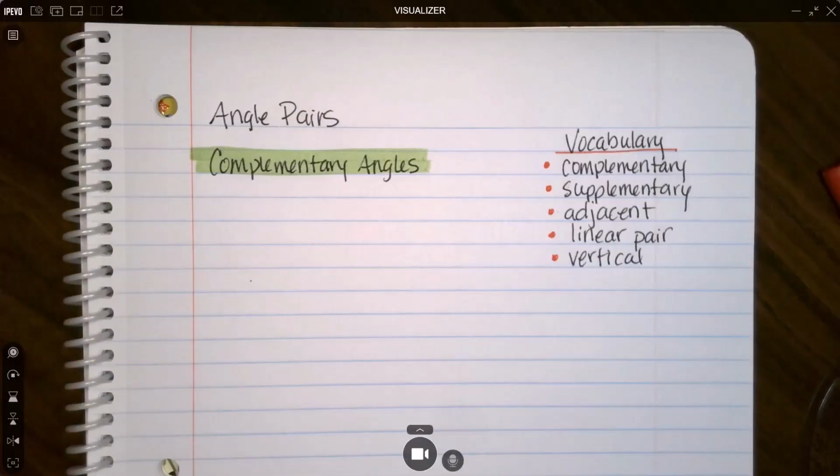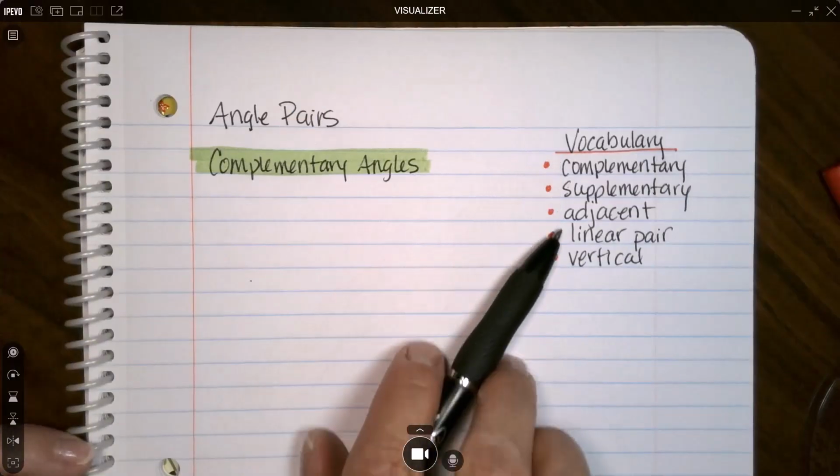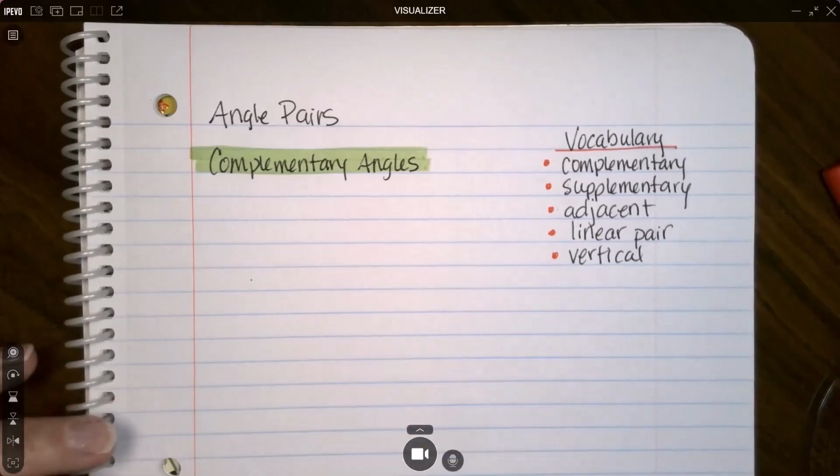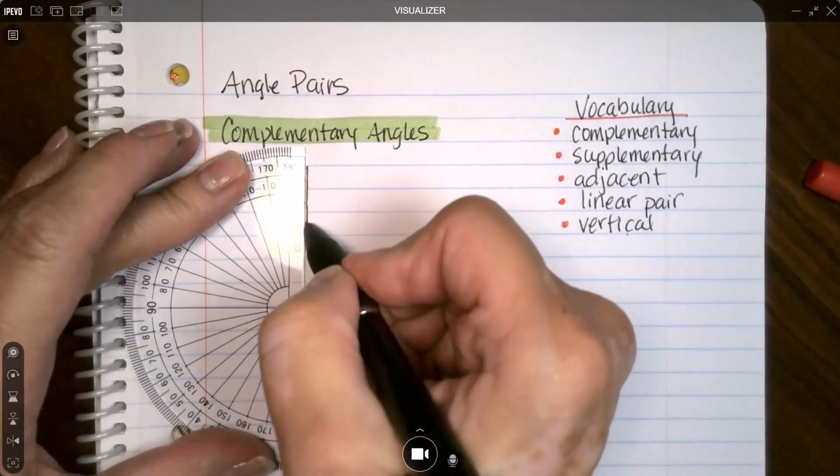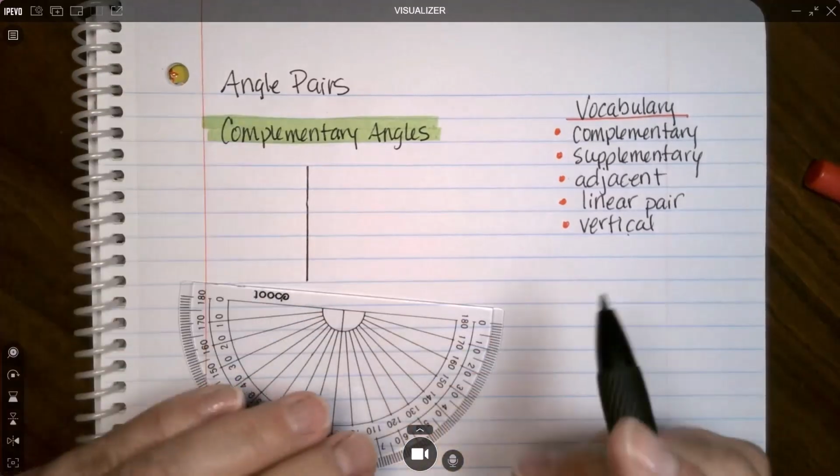Today I'm going to talk about angle pairs. These are the angle pairs we're going to be going over today. I'm going to draw them all out. Let's start by making a right angle.